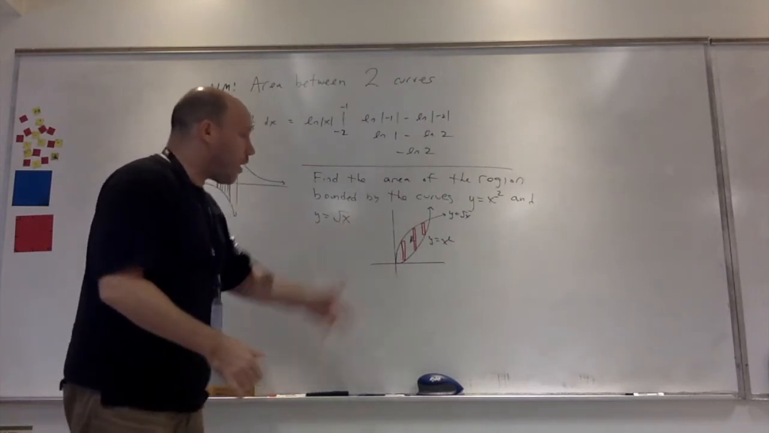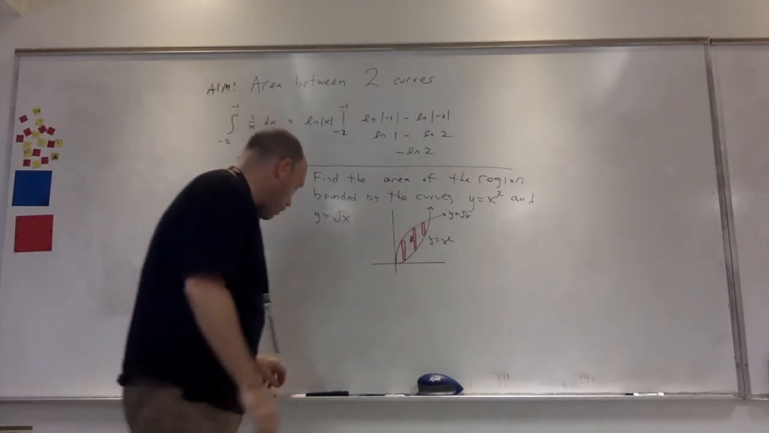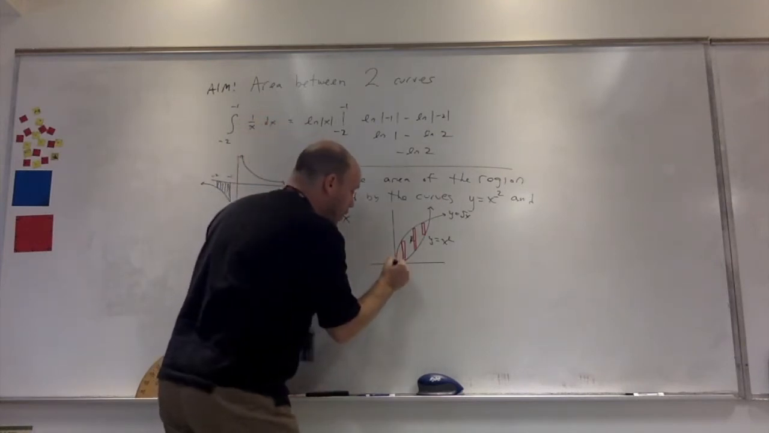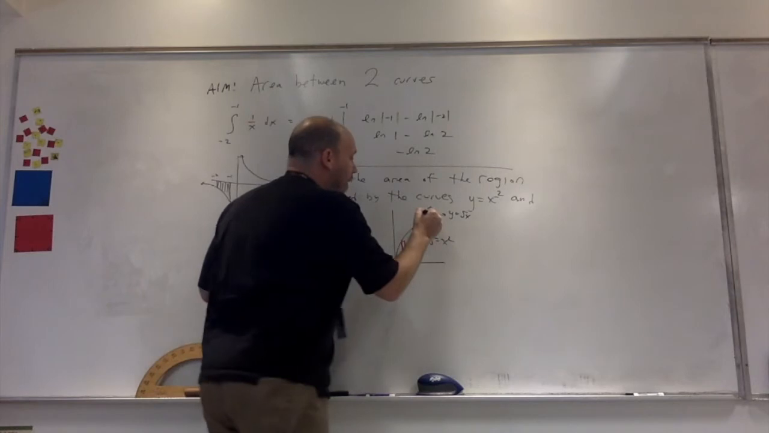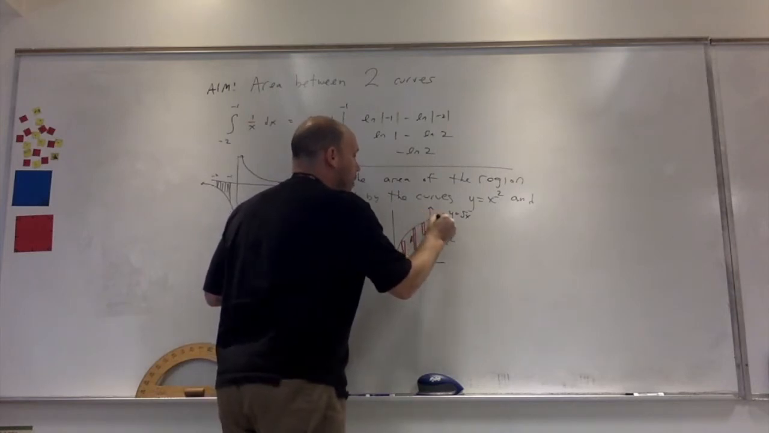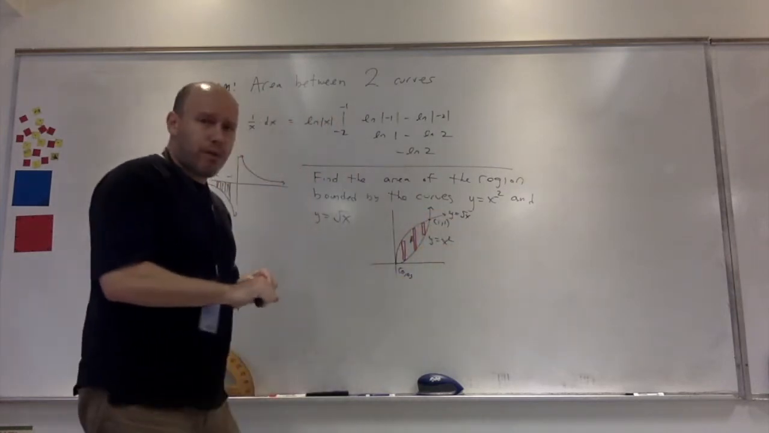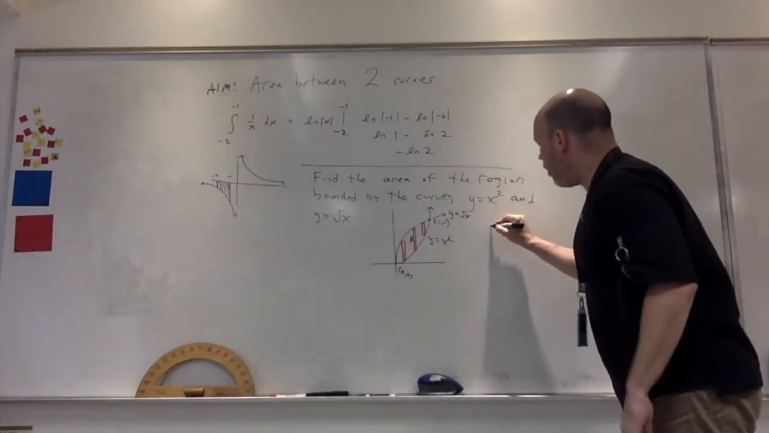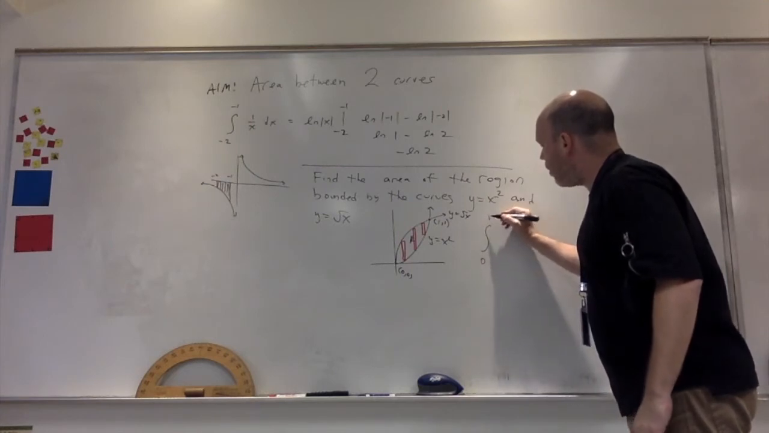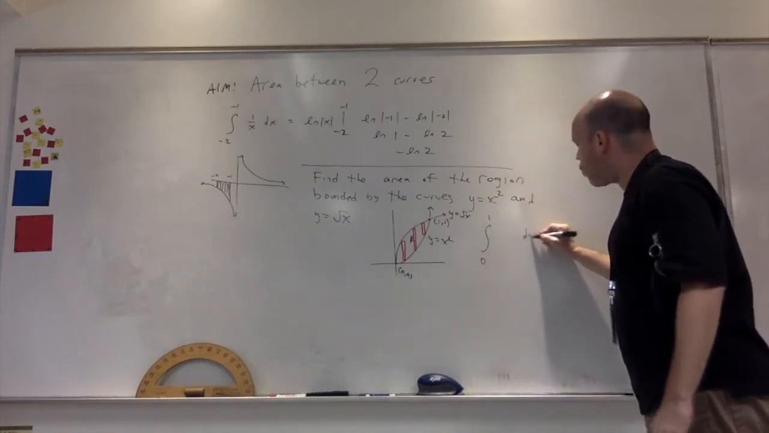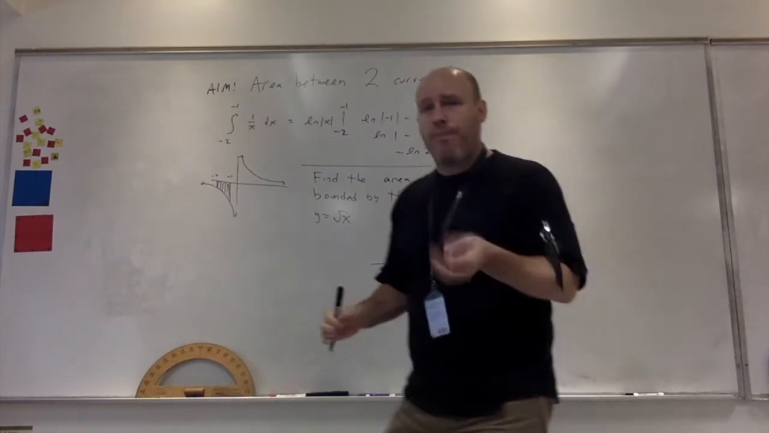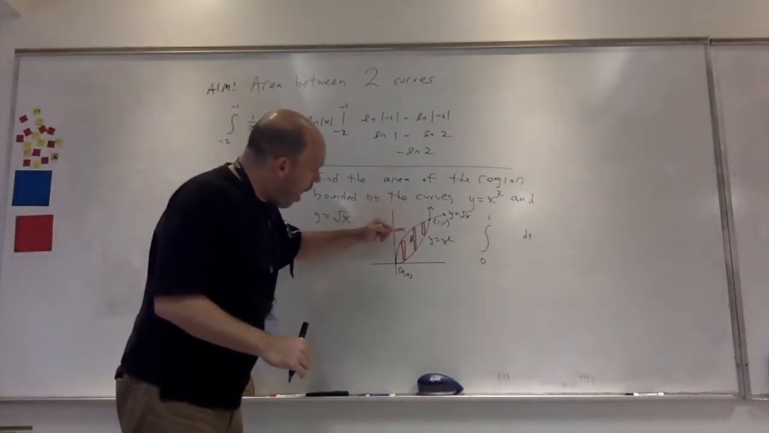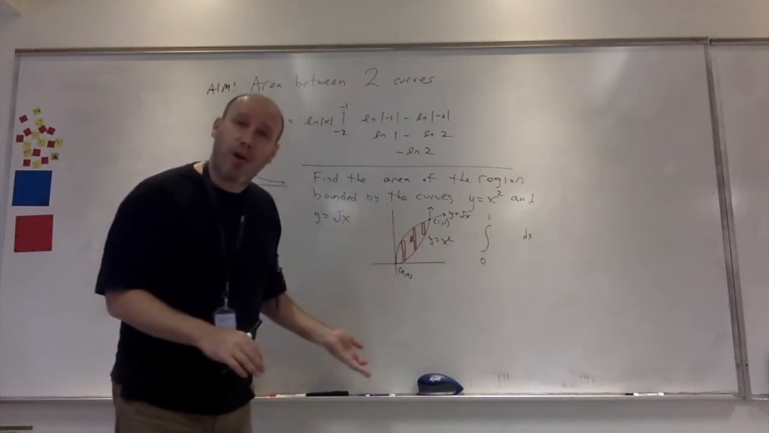First thing you're going to do is find these intersection points. By inspection, I know that this is 0, 0, and this is 1, 1. If it gets more difficult, you can use your graphing calculator. So I know it's the integral from 0 to 1, and the question is, what is the height of my rectangles? Well, this is just distance, so it's going to be upper curve minus lower curve.